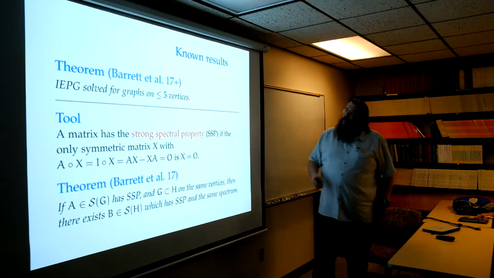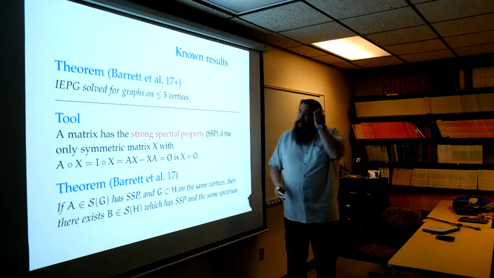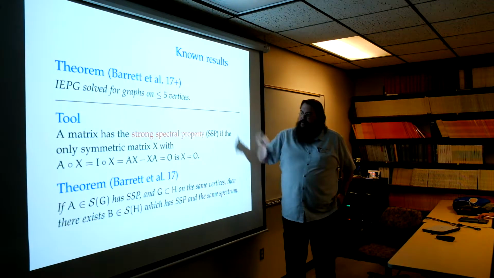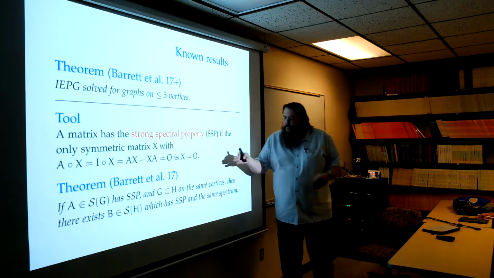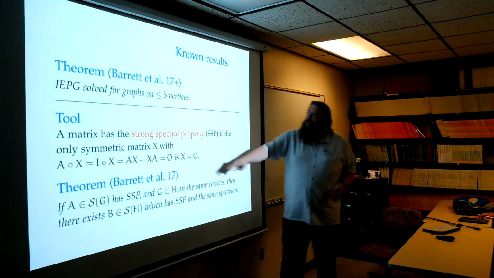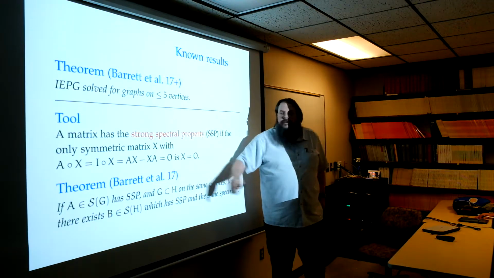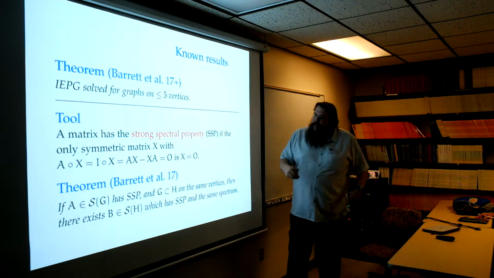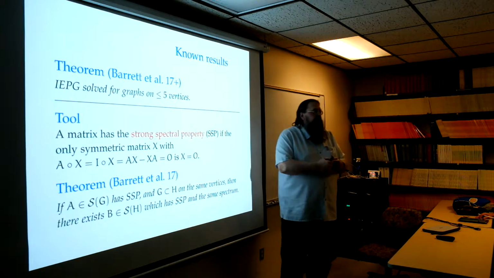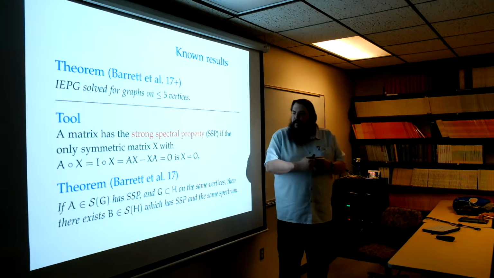All right. Well, why would we care about this property? And in particular for the inverse eigenvalue problem. And the reason is the following theorem. Different Barrett et al. paper. This one has actually already appeared. And it says the following. If you have a matrix which has this property, this really cool property, and it's associated with the graph.